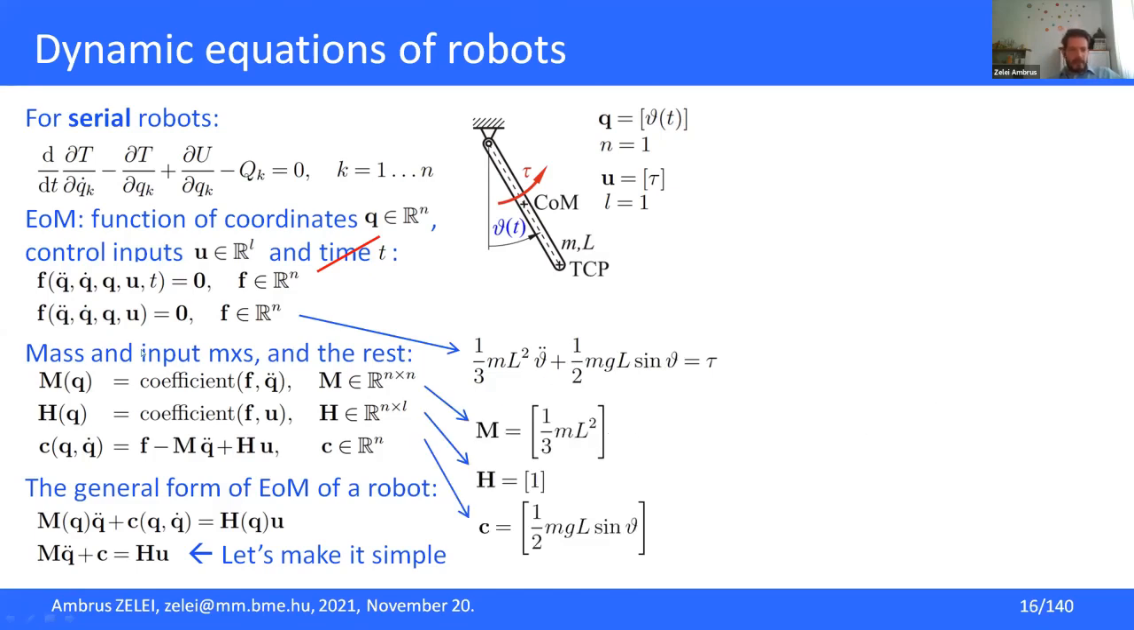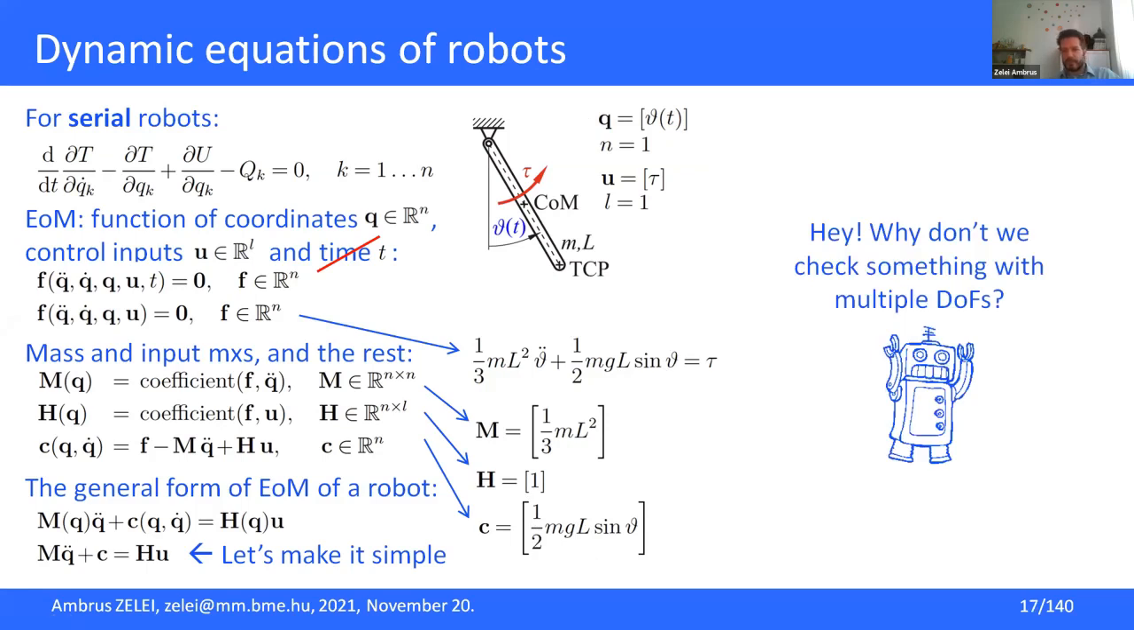And if you do this splitting, you can collect the coefficient of the acceleration, which is the mass matrix, but in this case, this is a 1 degree of freedom system, so we have a one-dimensional Q. So the mass matrix is actually a scalar, so a 1 by 1 matrix. And similarly, the control input matrix H is also a scalar, so a 1 by 1 matrix. And we have some other terms in which the gravitational force appears.